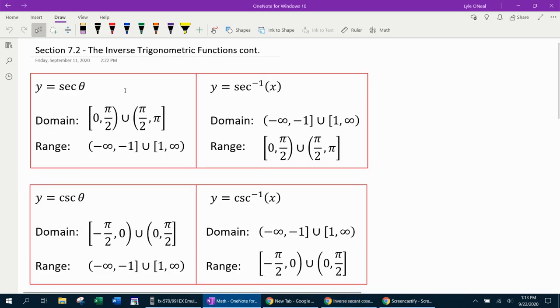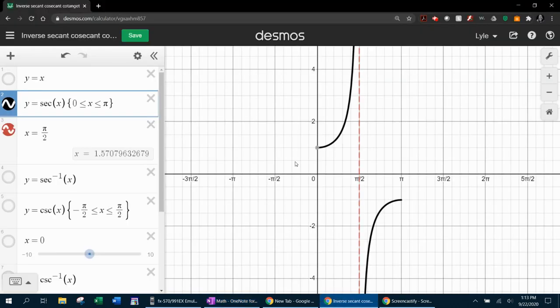Now, obviously, if you know anything about inverse functions, you know that the domain of the original function is the range of the inverse function. So these are identical. And the range of the original function, going from minus infinity up to -1, which is included, and then picking up at +1 and going to infinity, that's going to be the domain of the inverse. Okay, so let's take a look at that.